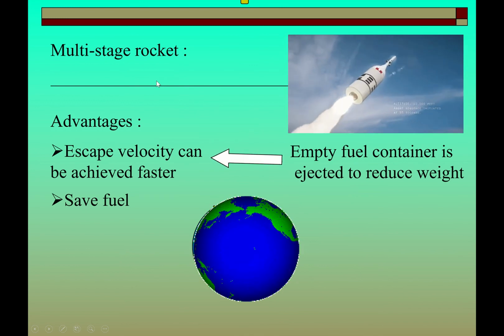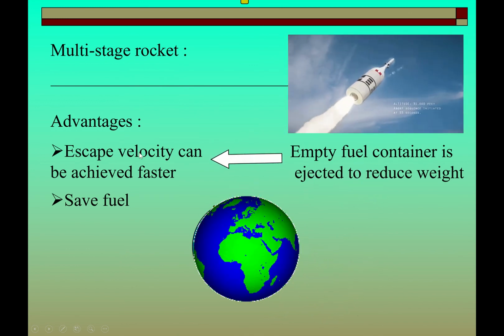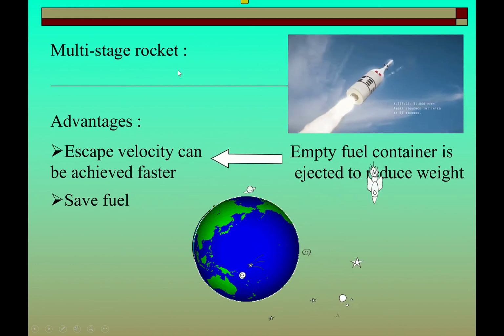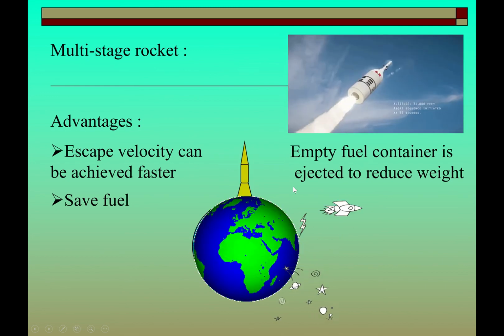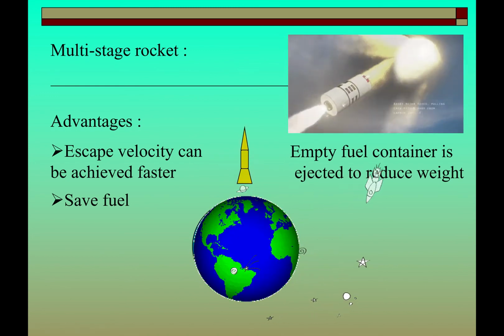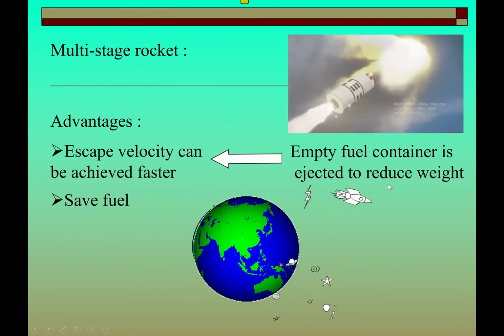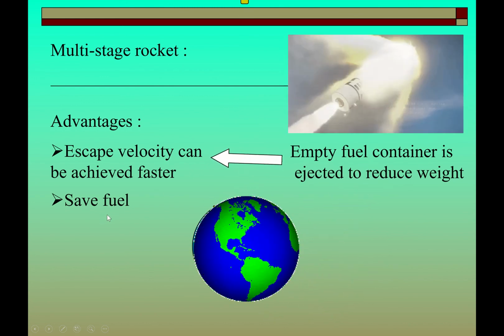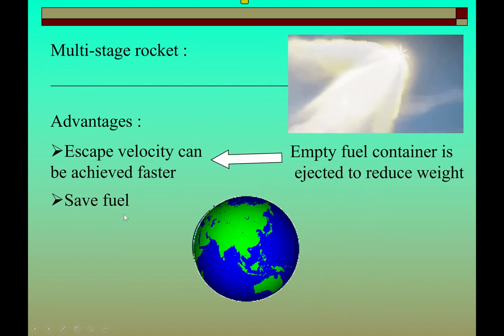For the escape velocity to be achieved faster, we use a multi-stage rocket instead. So the empty fuel container is ejected to reduce the weight. And another advantage of using a multi-stage rocket is that it saves fuel.